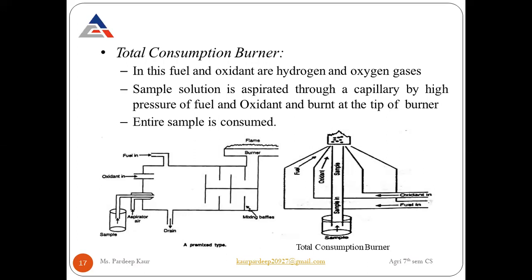Next is the total consumption burner. In this, the fuel and oxidant are hydrogen and oxygen gas. In total consumption burners, the sample solution is aspirated through a capillary by the high pressure of fuel and oxidant and burnt at the tip of the burner. So in the total consumption burner, the entire sample is consumed. Here you can see the picture of both burners, a premix type burner and a total consumption burner. There are a lot of differences between them.